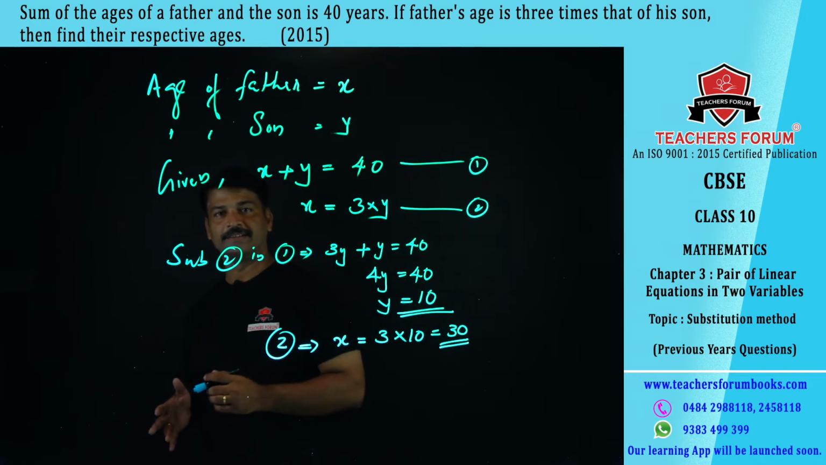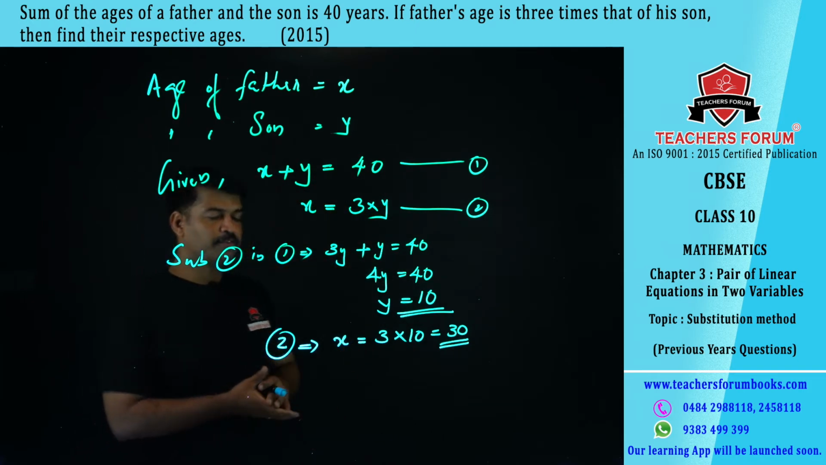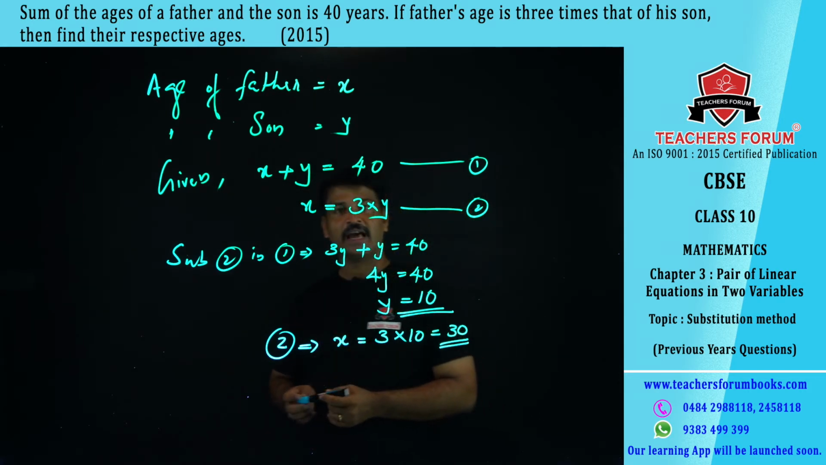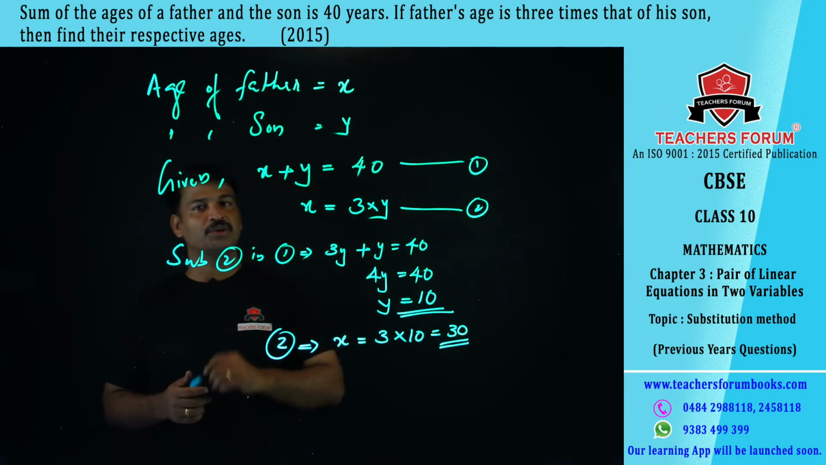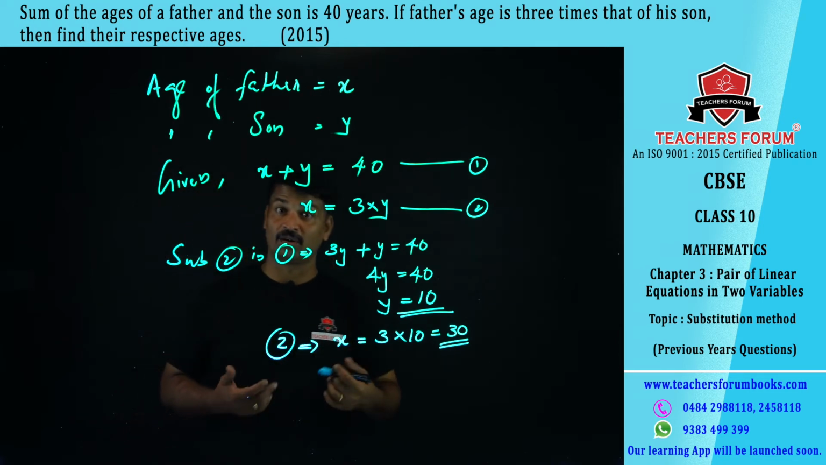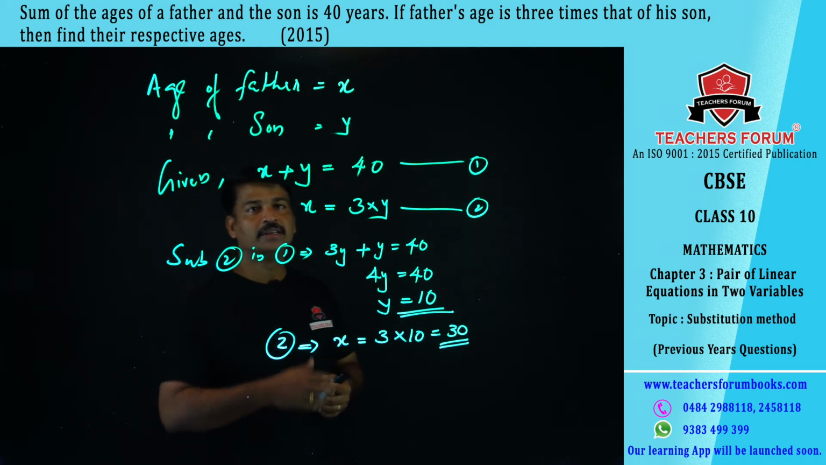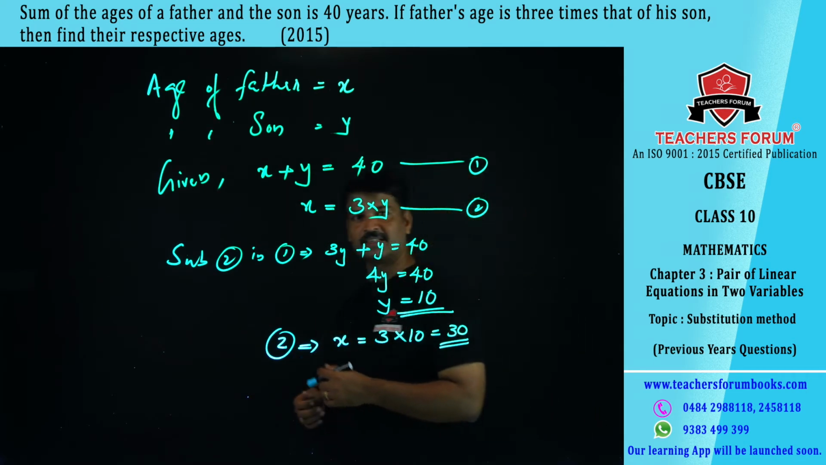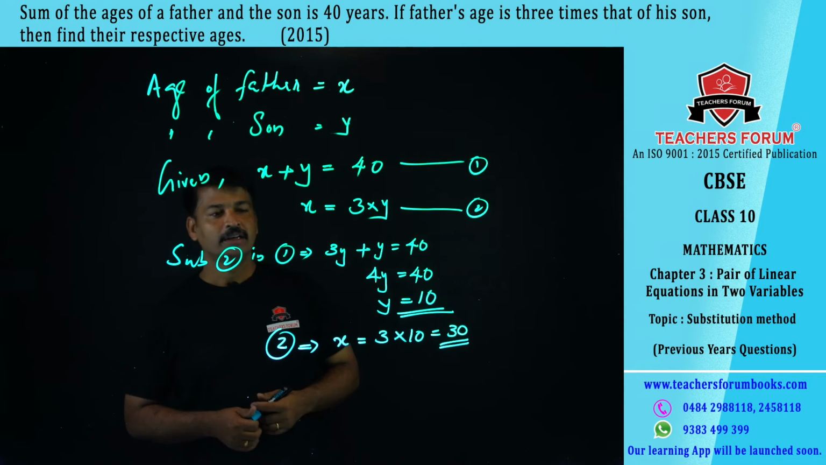I think it is clear. So, for this type of problem, you have to form 2 equations, and from one equation you can find the value of x or y, and you can substitute it in the other equation, and you can find the unknown values, that is x and y. Okay, now let us move to another problem.